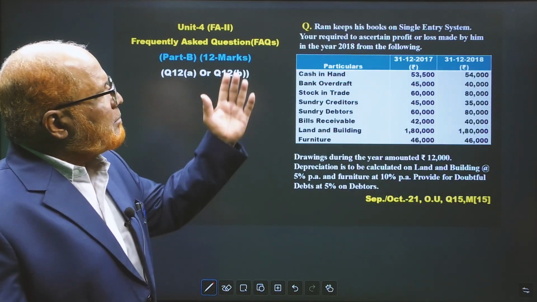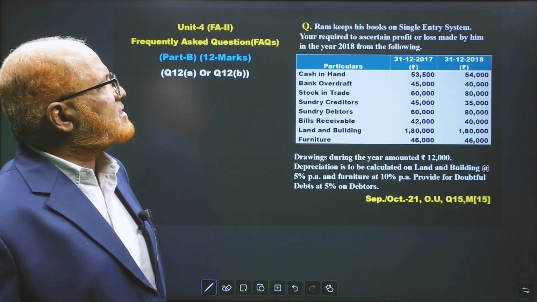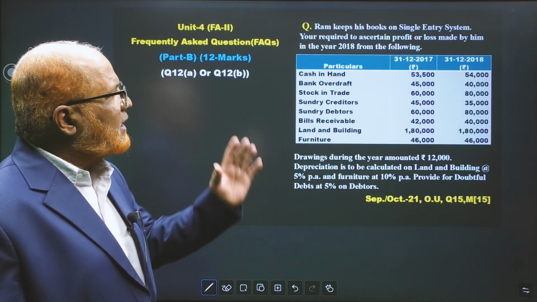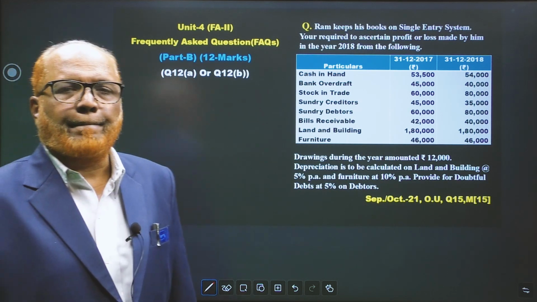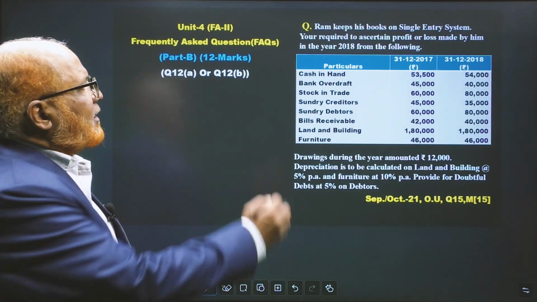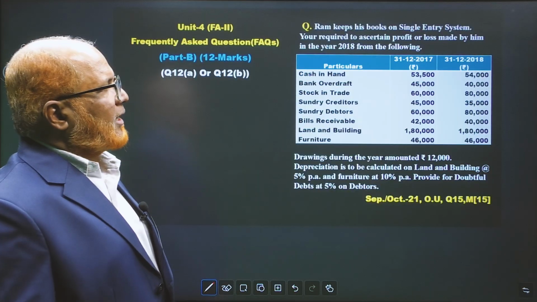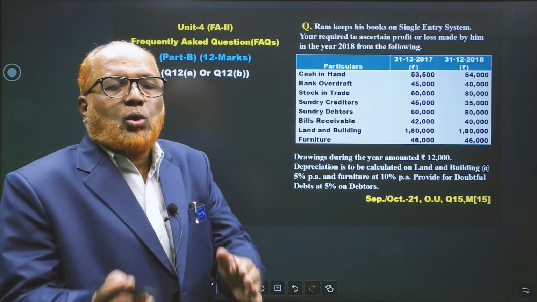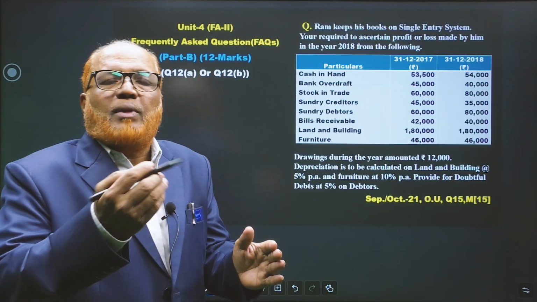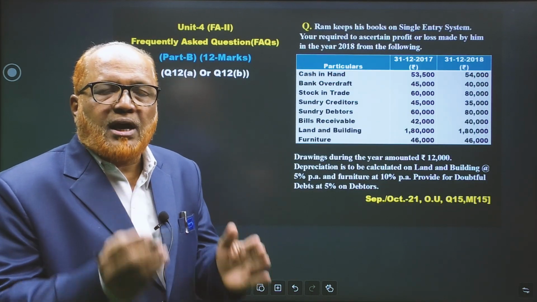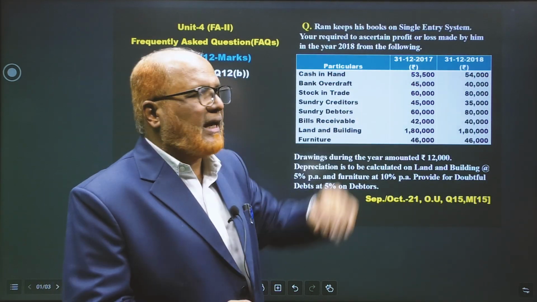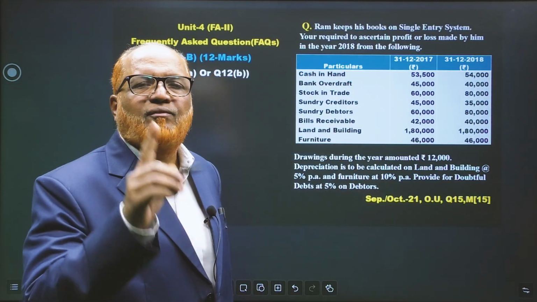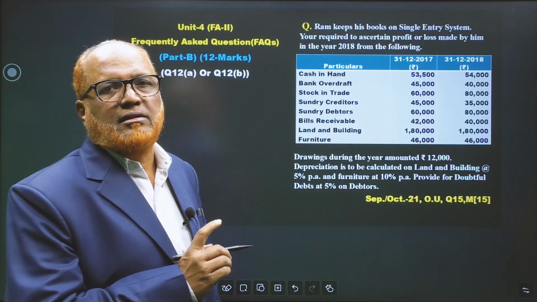Now see here, Ram keeps his books on single entry system. You are required to ascertain the profit or loss made by him in the year 2018 from the following. So what is given in the problem? Cash on hand at last year closing, 31st December 2017. Automatically it will become the opening for the current year. The current year is 2018. So 31st December 2017 is nothing but 1st January 2018, right?